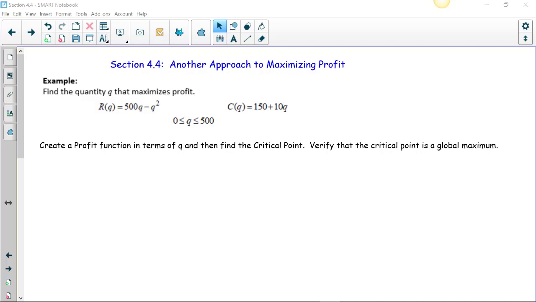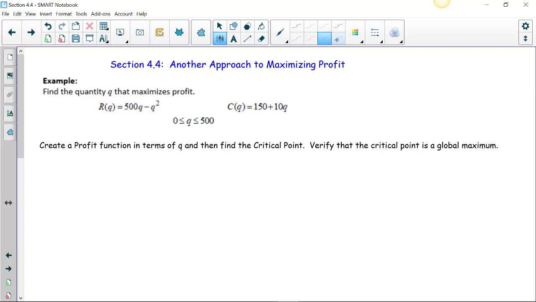Okay, we're back to maximizing profit. We're going to look at a new approach to that, but first we want to revisit the old way so we can make better sense of our new way of looking at it. So we want to find the quantity Q that maximizes profit. We've seen this in a couple other examples.